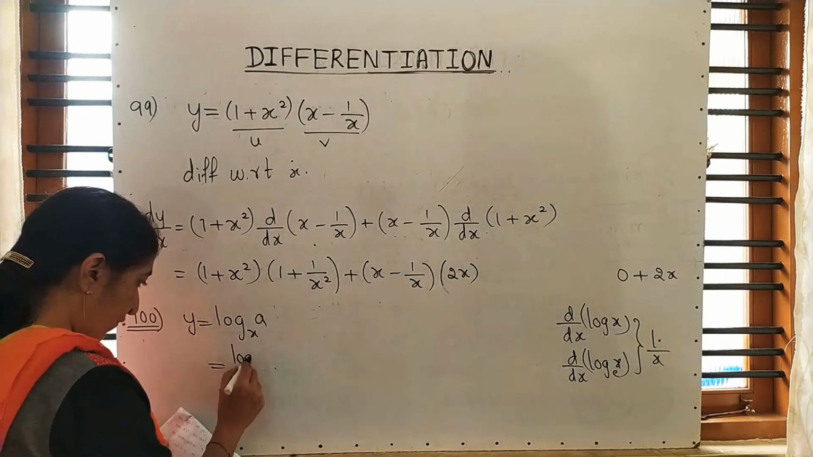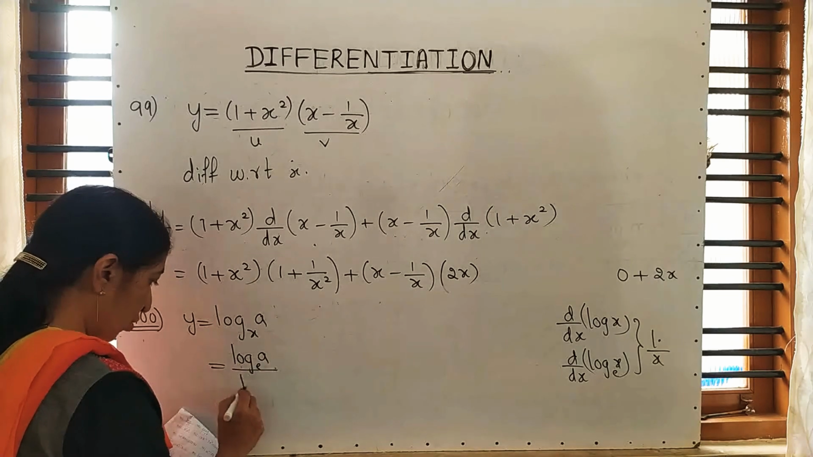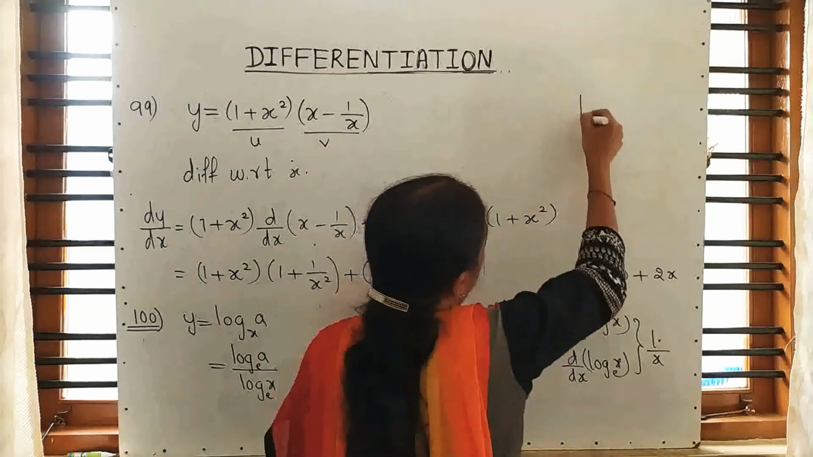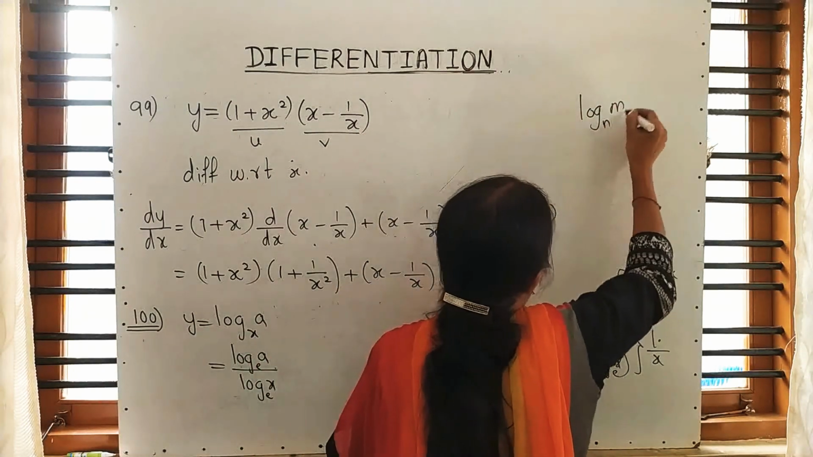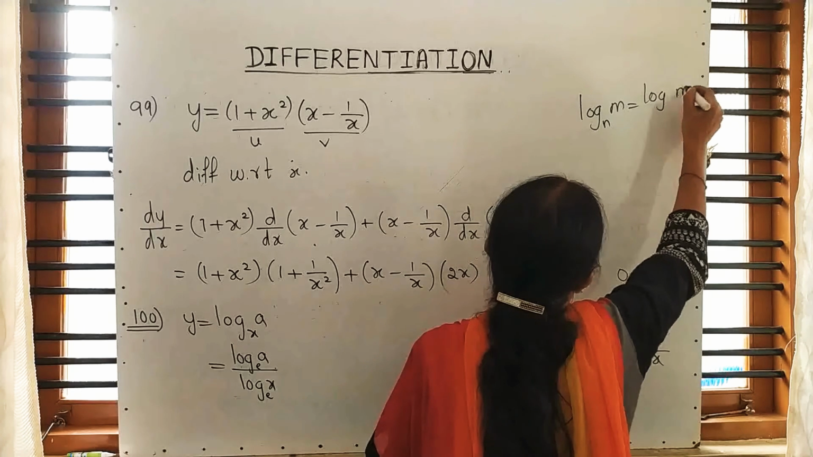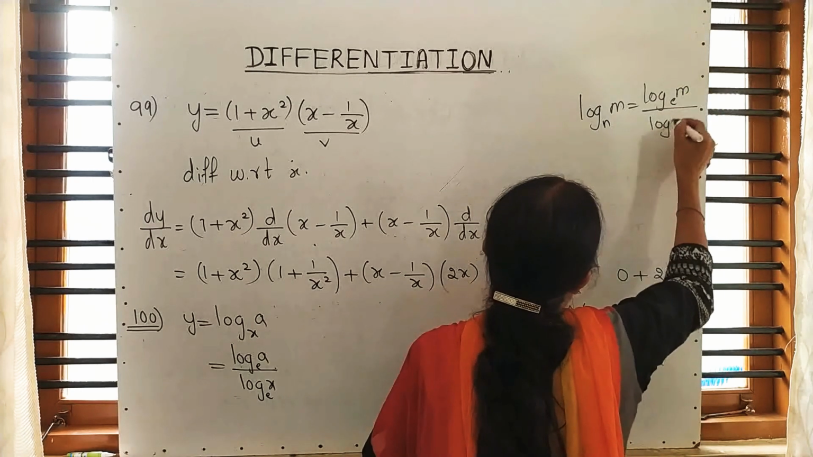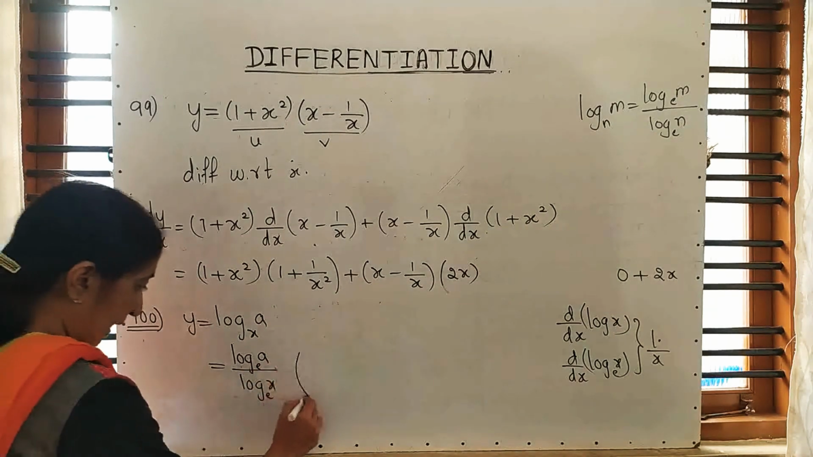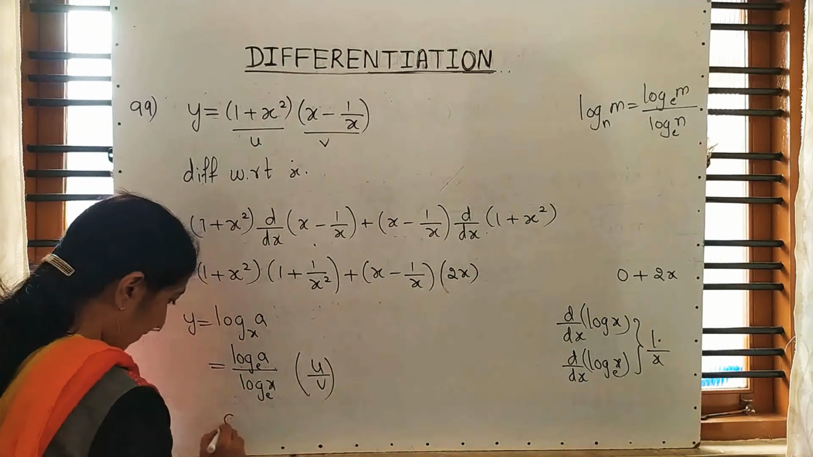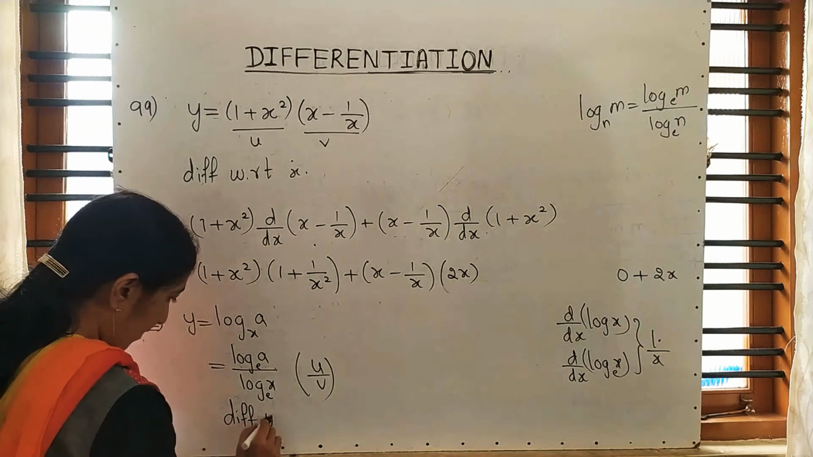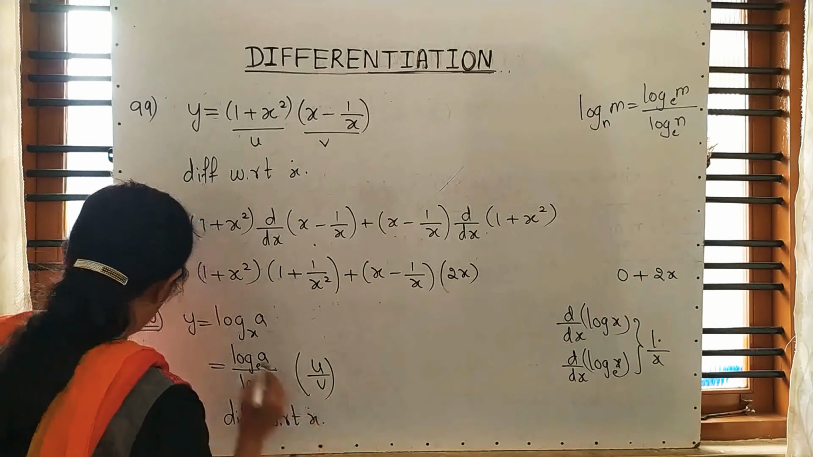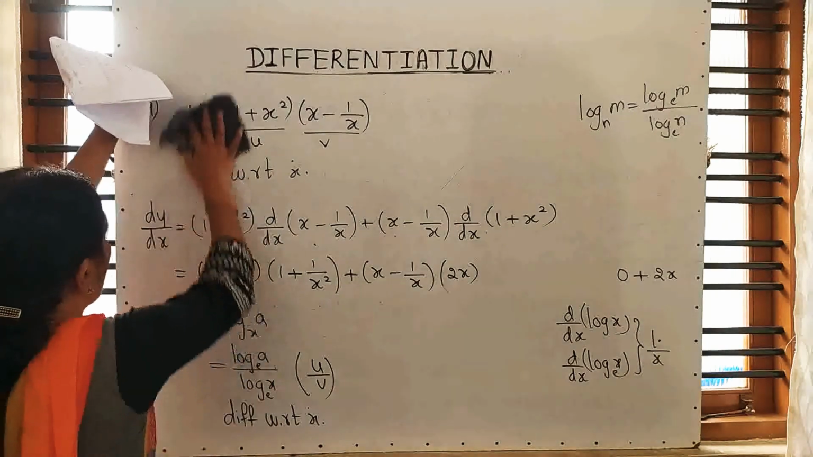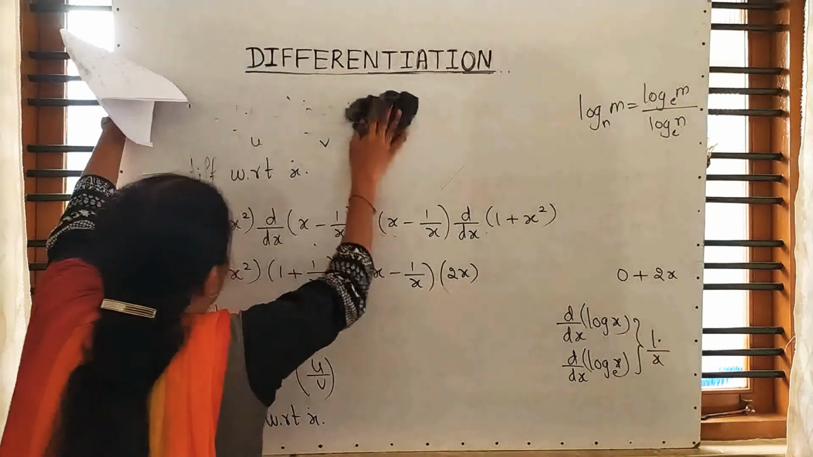So before differentiation I am applying the change of base theorem. Have you remembered this? Log m to the base n we can write as log m to the base e upon log n to the base e. This is called the change of base theorem. So it is in the form of u by v. Differentiating with respect to x. And remember, log a is a constant.